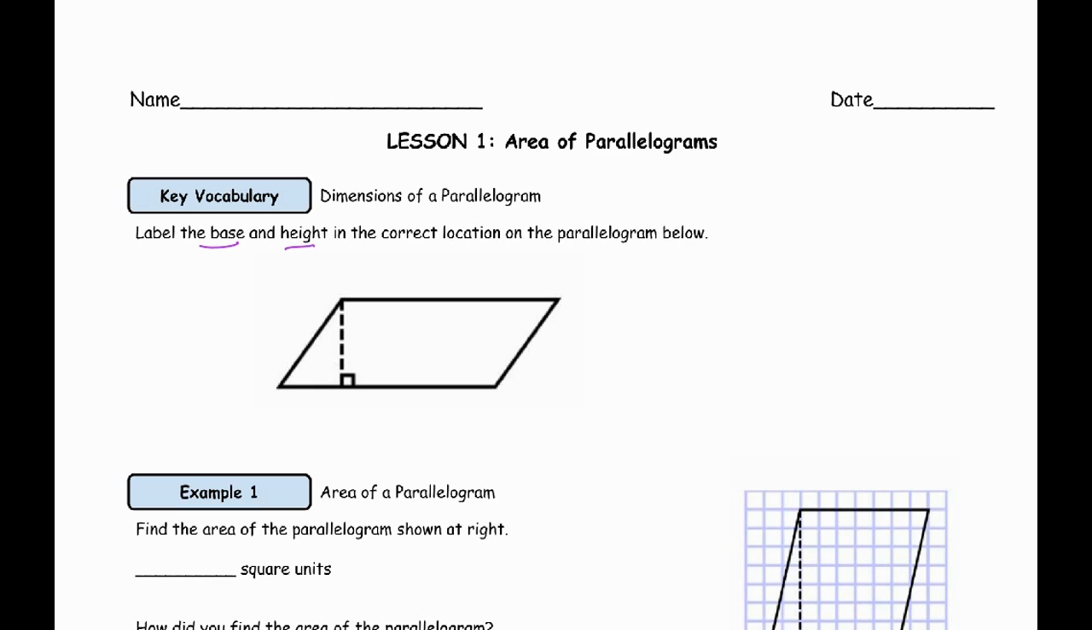Well, basically, we know that height tells us how tall something is. And let's draw an arrow to our height in this parallelogram. There's our height. As we look at our height, it forms a right angle with something called our base. And so in our parallelogram, our height and our base are formed by a right angle.